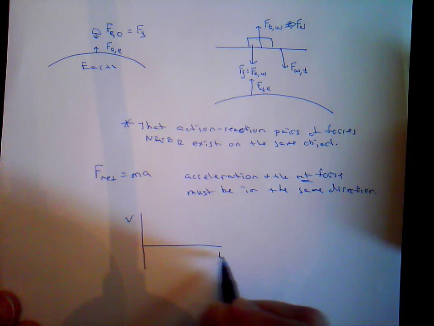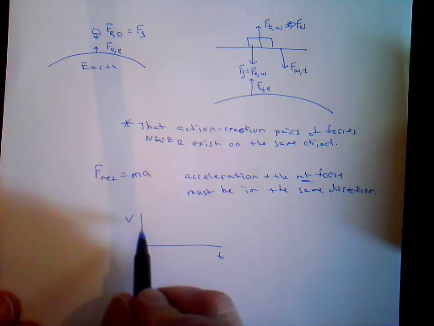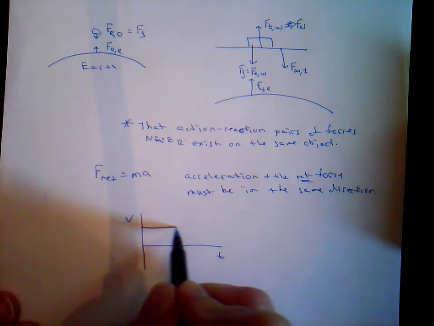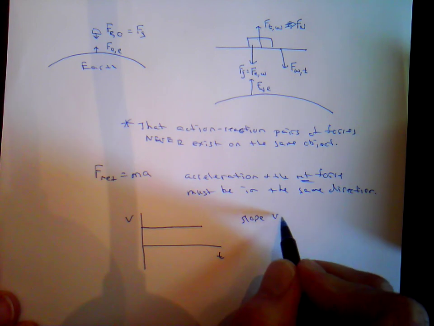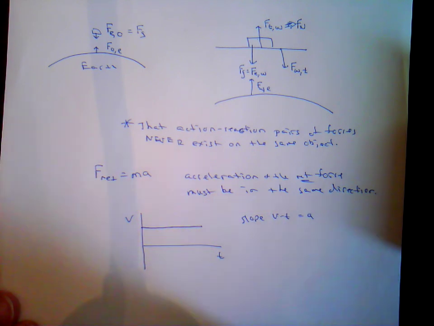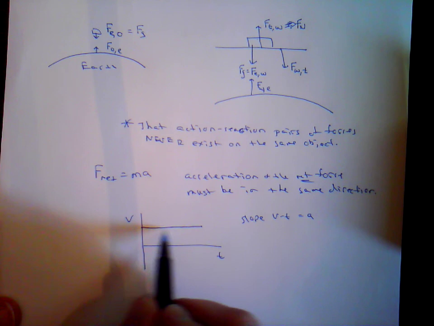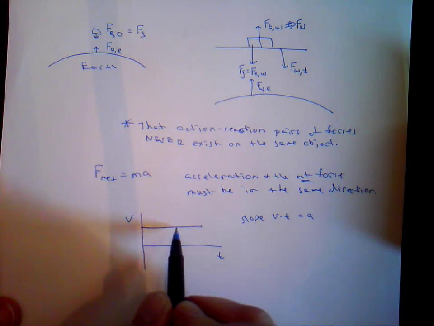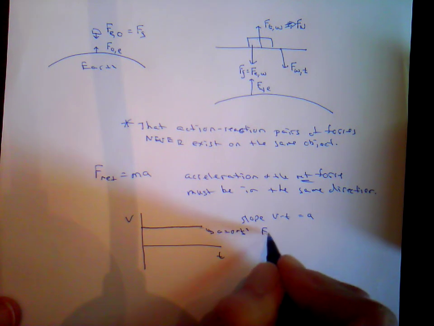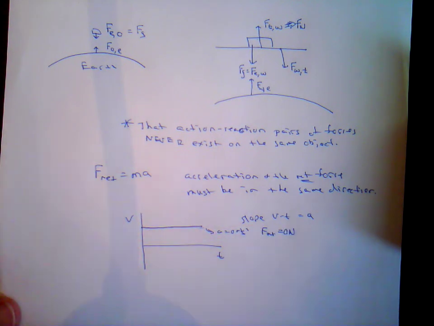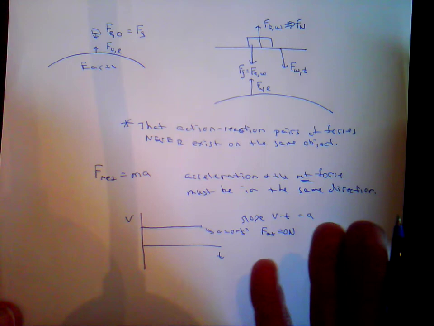This is a velocity time graph. Let's say, for example, this is the velocity, constant velocity. Remember, the slope of a velocity time graph is the acceleration. Well, this velocity is a horizontal line. It has no slope. So in this case, the acceleration is 0 meters per second squared, which means the net force is 0 newtons. If there's no acceleration, there's no net force.